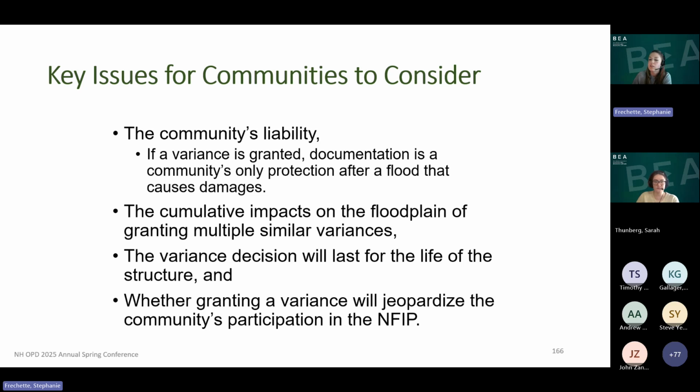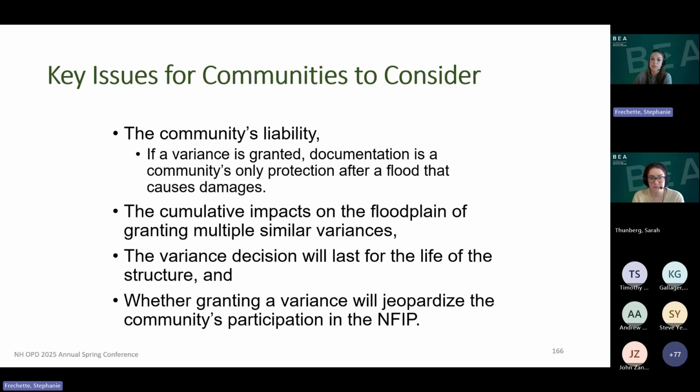Another consideration is the cumulative impact of issuing multiple variances. If a community grants multiple similar variances, then it can trickle downstream to the community and affect other adjacent property owners and communities. So therefore, issuing multiple similar variances can have that snowballing effect. The variance decision lasts for the life of that structure. So if the variance is offering relief on a structure built within the floodplain, and if it's not done correctly, the variance will be open for the life of the structure, which means it can be active for a long time.